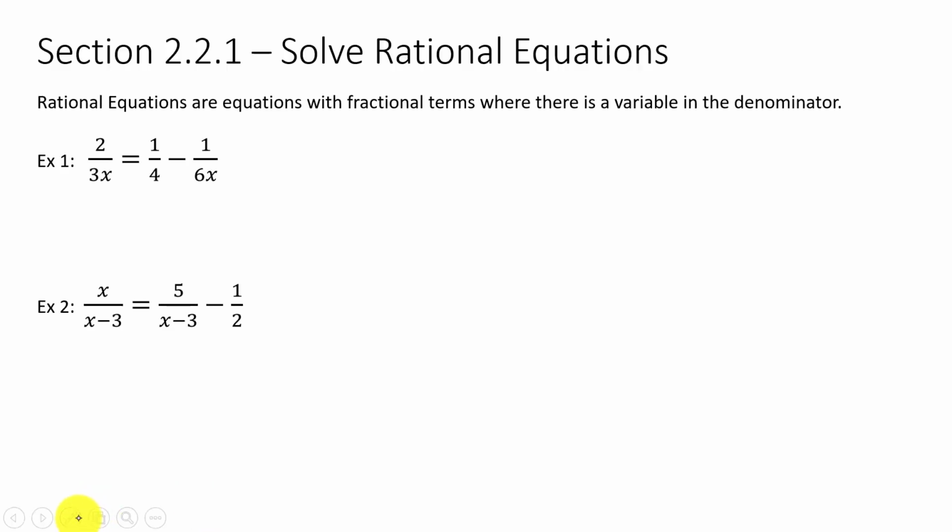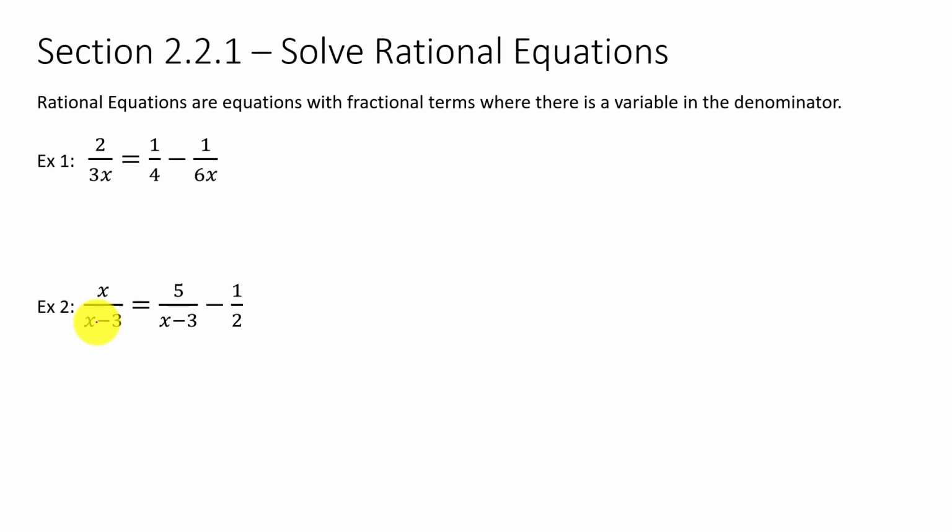So right here we have solving rational equations. You can see that all of these are fractional terms. So you've got a 2 over 3x, a 1/4 and a 1 over 6x. The important thing is that there are variables in the denominator. You can see in example 2 there are variables in the numerator too, but it's important that at least one of them has a variable in the denominator for it to be considered a rational fraction.